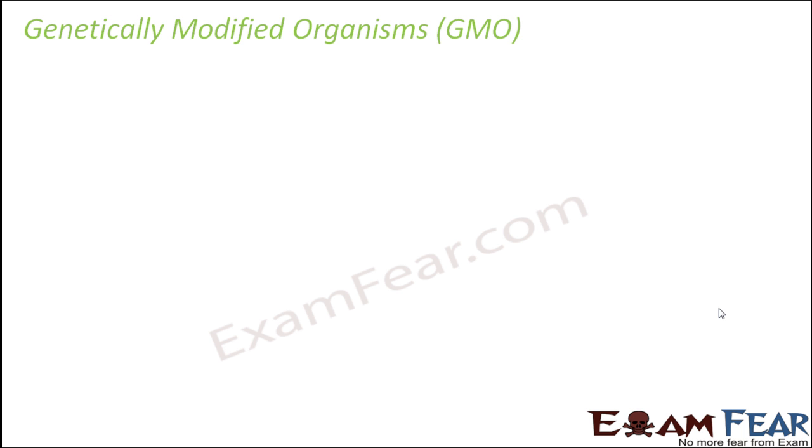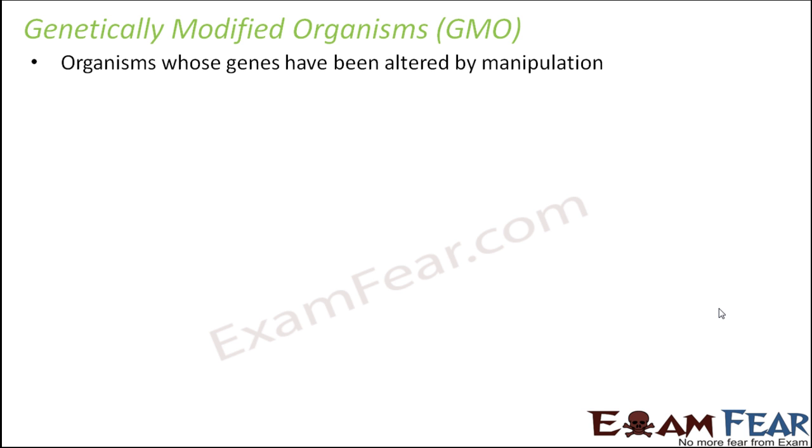So now let us talk about genetically modified organisms, which is often abbreviated as GMO. Organisms whose genes have been altered by manipulation. What sort of manipulation are we talking about? Let us suppose there is one organism X. Now we want to alter a particular trait in X. So what do we do? We insert a gene with the desired trait which we want so that it can replace the existing gene, and that is how some of the traits of X can be altered by manipulation.